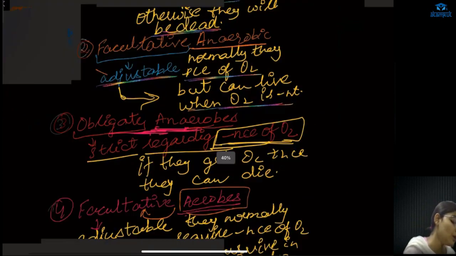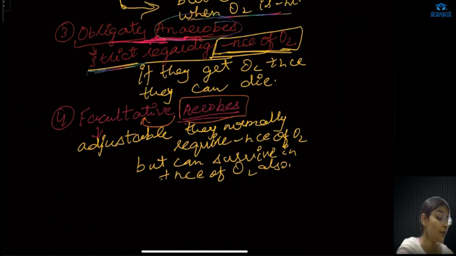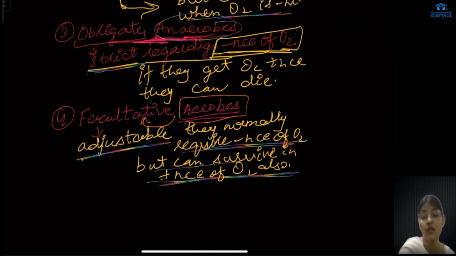Okay, obligate anaerobes में क्या होता है? They are strict again, but anaerobes means they are strict regarding the presence or absence of oxygen. They will require the absence of oxygen for their survival. Okay, and if oxygen is there, then they cannot survive. Same way facultative aerobes में क्या है? They are adjustable and they normally require absence of oxygen but can survive in the presence of oxygen also.